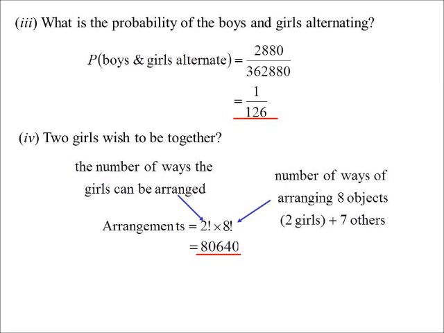Two objects, two factorial. Now, once they've worked out their order, this is how I'm going to stand, we think of them as one person. Once they've worked out their order, that's it. They're locked together like they're one object now. So that now means I'm going to arrange eight objects. Those two girls that are locked together are considered as one object, and I've got seven other people. So all up, eight objects to arrange. So 2 factorial times 8 factorial gives me 80,640 ways of doing that.